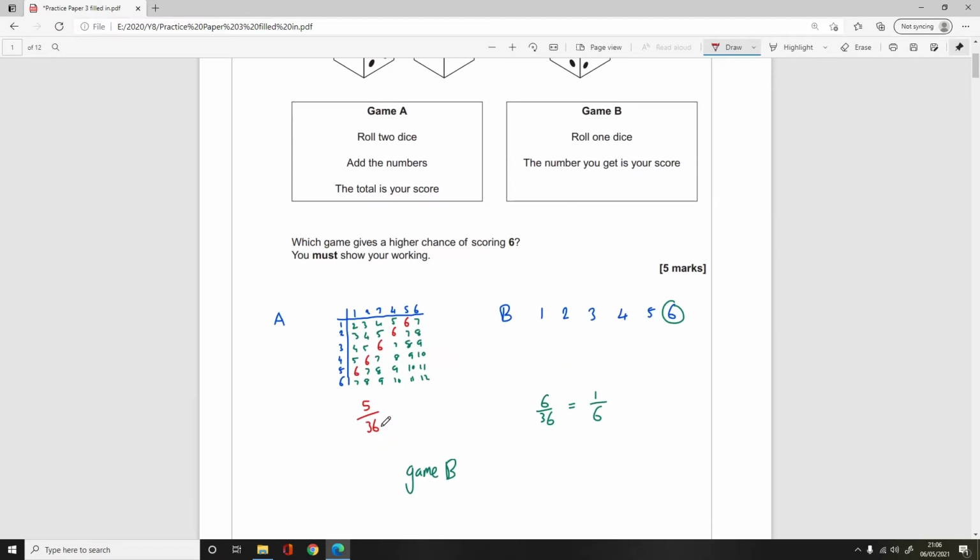So sorry, maybe 2 marks for getting your probability for A, maybe 1 mark for getting your probability for B. 1 mark for being able to directly compare them. So I've made them both out of 36, or you could make them both decimals. And then your final mark's going to be for concluding game B is more likely to have you score 6.